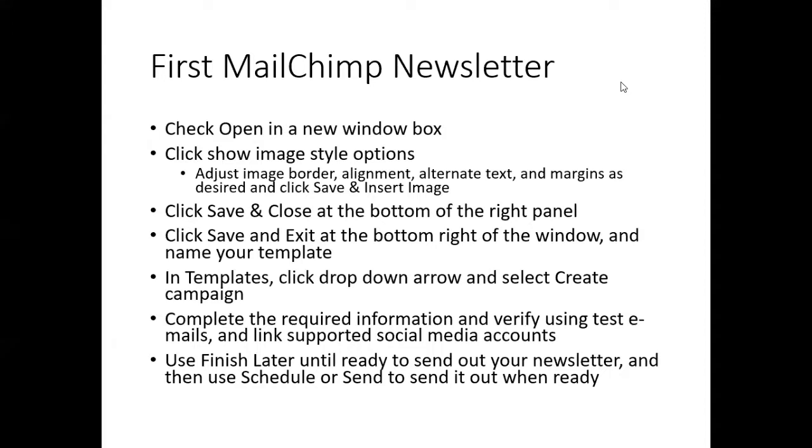If you want to add alternate text, and what alternate text is, is when they mouse over an image or where the image should be, this would be the text that they would see that describes the image. And you can even set margins as well. But then once done, you can hit Save and Insert.